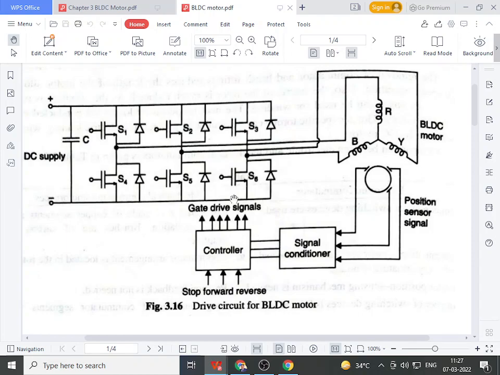Whenever these 3 phases carry stator current, there will be formation of a magnetic field. That magnetic field is in rotating form, and accordingly there will be formation of stator magnetic poles. So on the stator there is formation of magnetic poles, and those magnetic poles are generally in rotating form. The rotor of a BLDC motor is made up of permanent magnets, so that rotor has permanent magnetic poles.